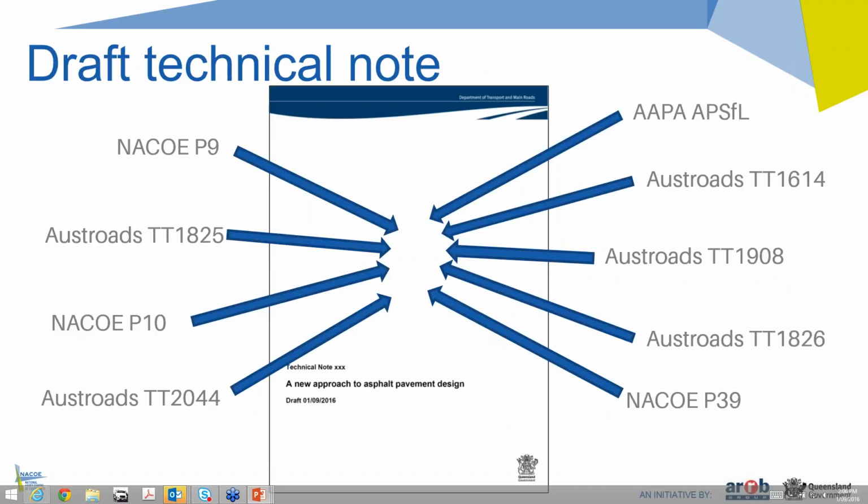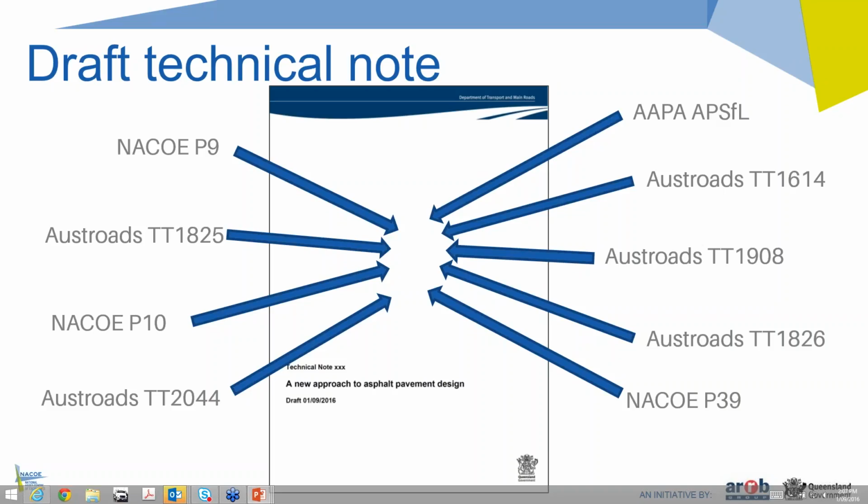The NACO P10 and P39 projects, as well as covering their own unique parts of the overall asphalt pavement design puzzle, have done what none of the other projects have really set out to do, and that's bring all the relevant parts of these projects together into a single practical guide, which is targeted at pavement designers and asphalt producers.